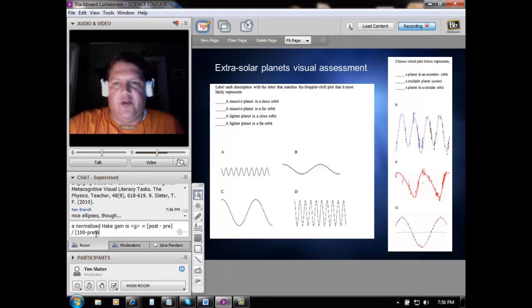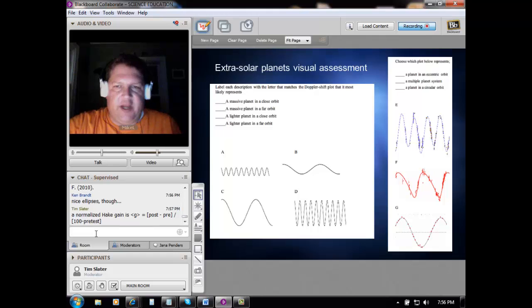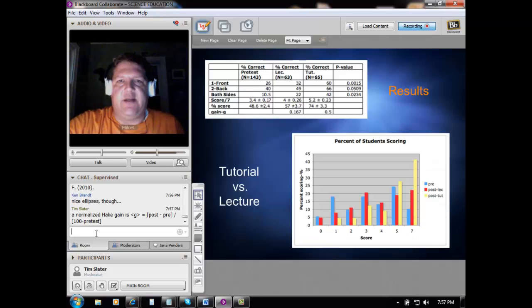And on the right, you're looking at whether the orbit is circular, which would be a simple sine wave, whether the orbit is eccentric, which would be not a compound wave, but kind of a weird shaped wave, the middle one. And then you're also looking at a compound waveform on top there, which means the presence of extra planets. So this was the assessment that we gave before and after a tutorial that they did that was very oriented towards examining and looking at these kinds of drawings.